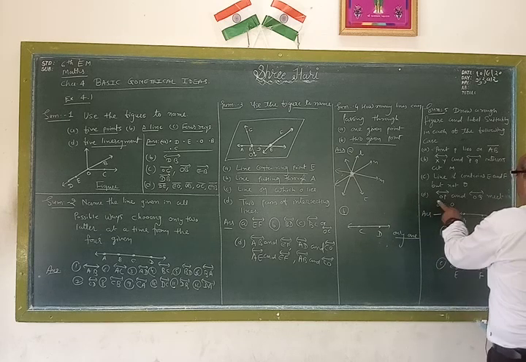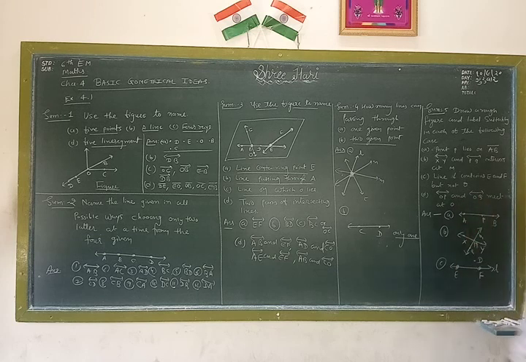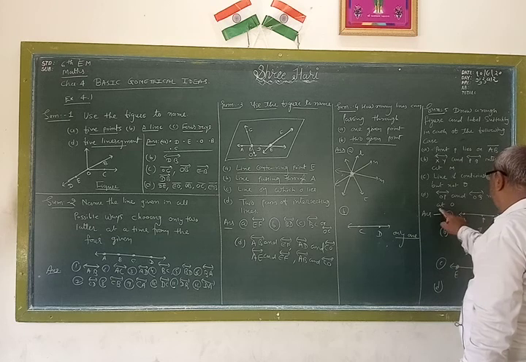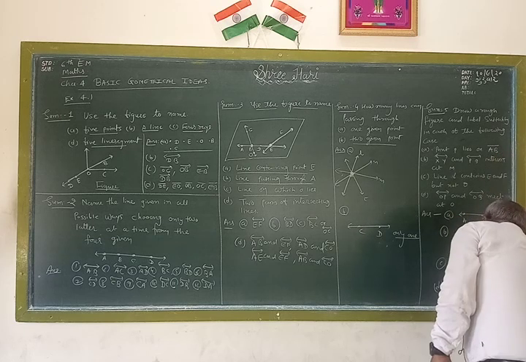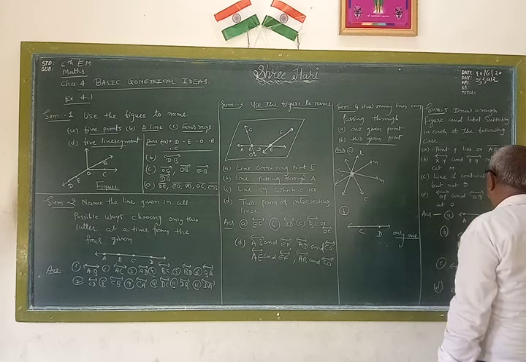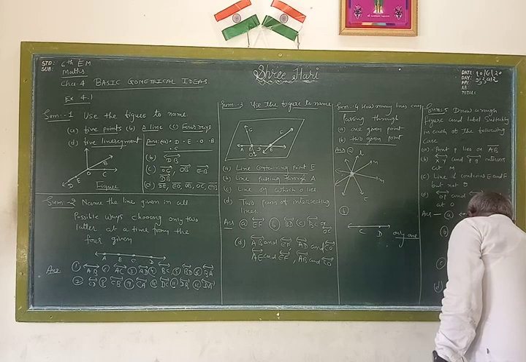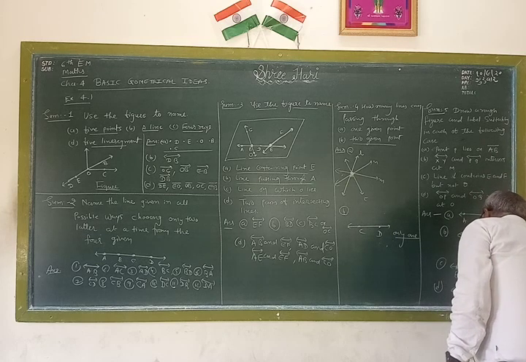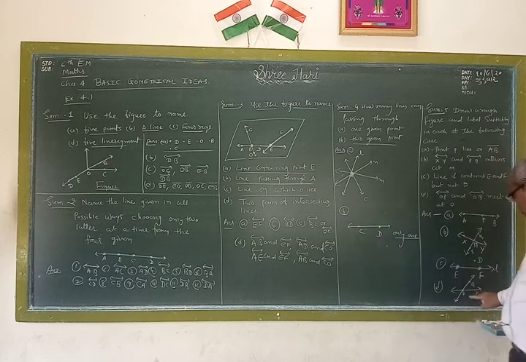Now friends, OP and OQ meet at point O. So friends, line OP. So this is line OP and the other line OQ. Friends, give the name of line: this is O and this is Q. So both meet at O. Line OQ and line OP both meet at point O.